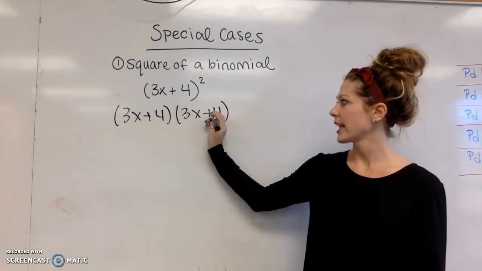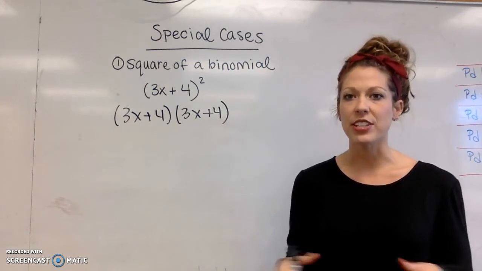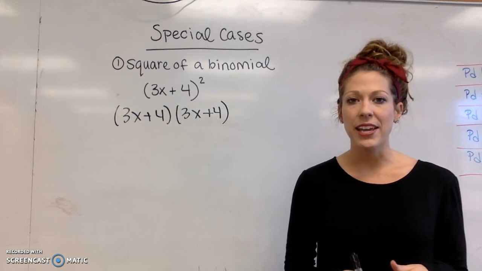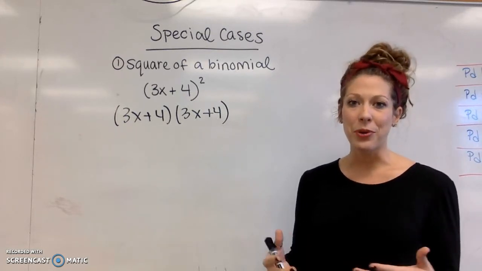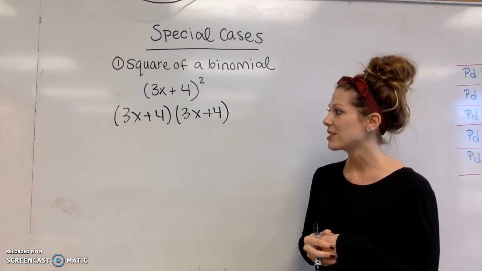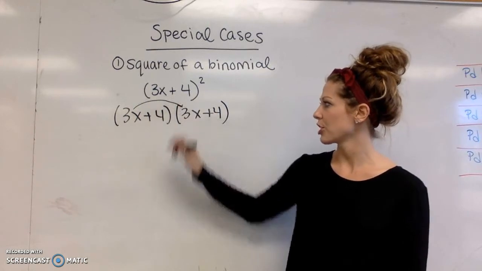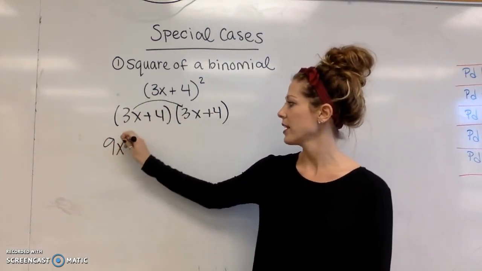Once you write it out like this, we have two binomials that we're multiplying by each other. So this is what we've already done before. You can use the distributive property to solve this. FOIL is what we say we use to solve this. So first, we multiply our two first terms. So when we distribute the 3x to the 3x, we get 9x squared.